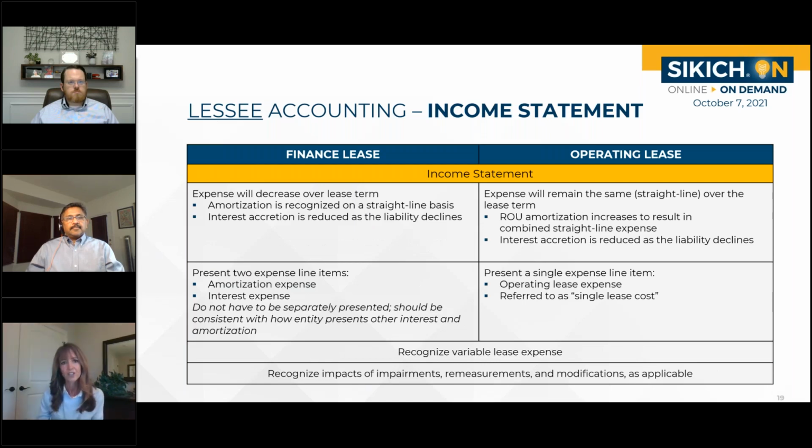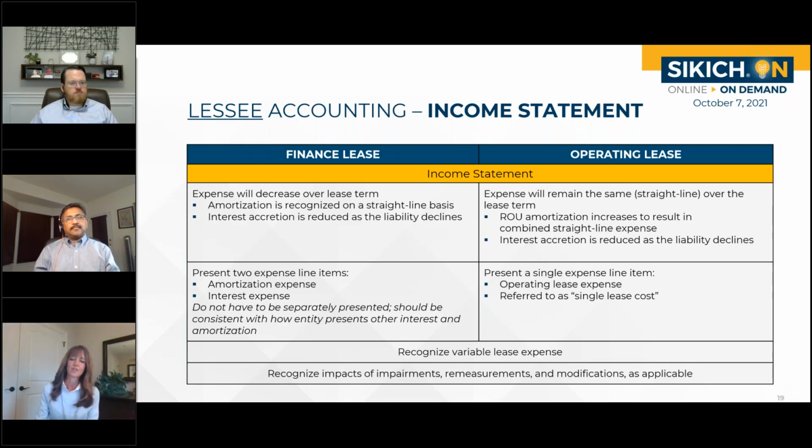Okay, now we have a chart that compares the income statement treatment of finance versus operating leases. In the top row, for a finance lease, total expense will decrease over the lease term. That's because the lease expense is comprised of two parts. One, the straight line amortization expense for the ROU asset. This element is constant. And two, interest expense on the lease liability. This element will decrease over time.